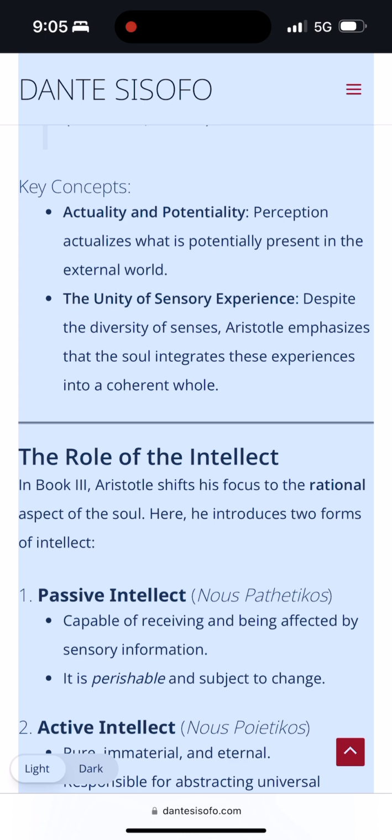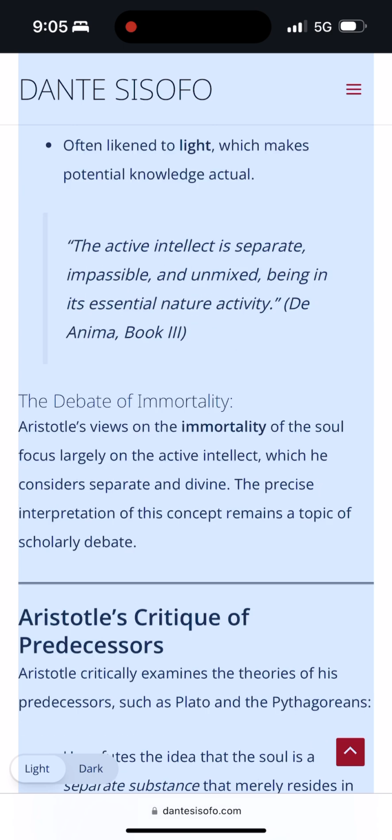De Anima, Book 3. The debate over immortality. Aristotle's views on the immortality of the soul focus largely on the active intellect, which he considers separate and divine. The precise interpretation of this concept remains a topic of scholarly debate.